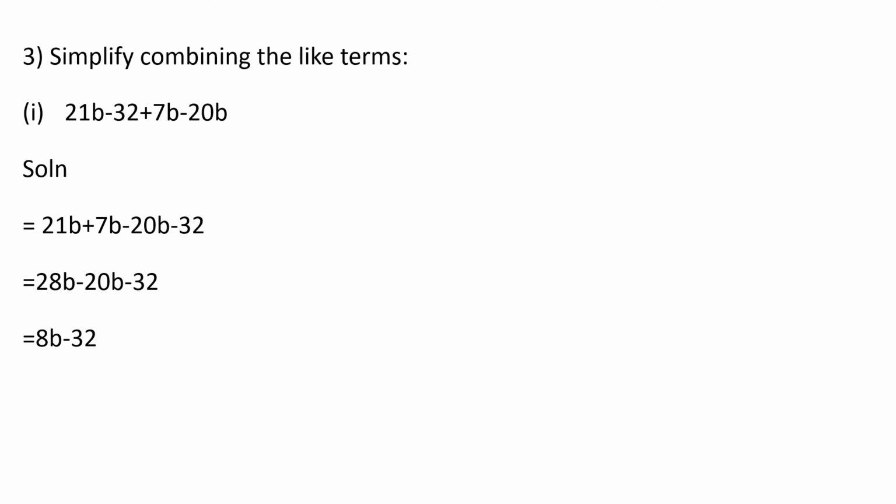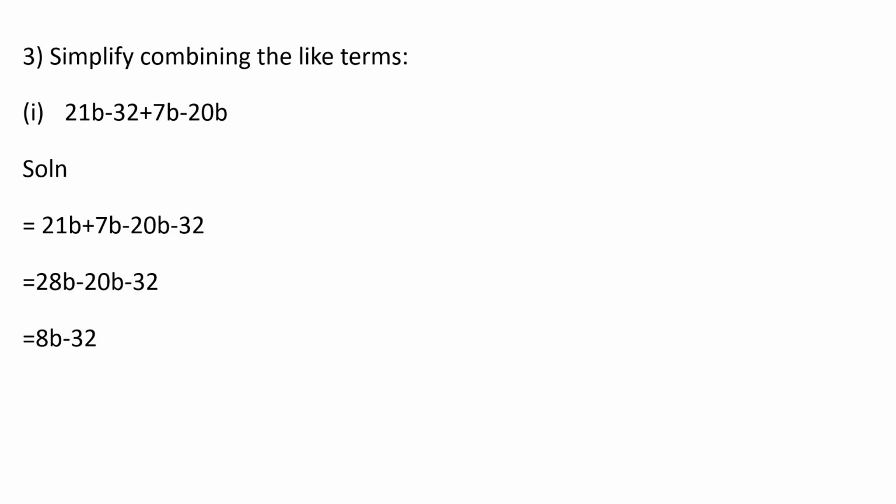Simply combining the like terms. So simply you want to combine the like terms. Combining means what? You want to add it. Okay. So first question is 21b minus 32 plus 7b minus 20b. So you will be thinking how you will be adding this, right? So here find out the like terms.